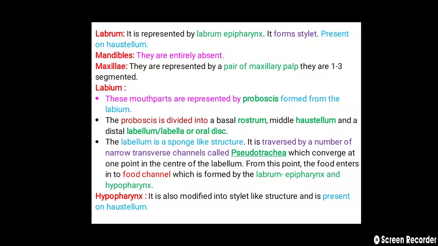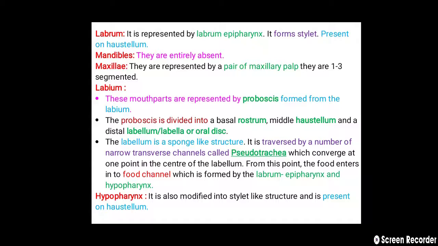These mouth parts are represented by a proboscis formed from the labium, and the proboscis is divided into the basal rostrum, the middle haustellum, and the distal labellum or the oral disc. The labellum is a sponge-like structure and it is traversed by a number of narrow transverse channels called the pseudotracheae, which converge at one point in the center of the labellum.